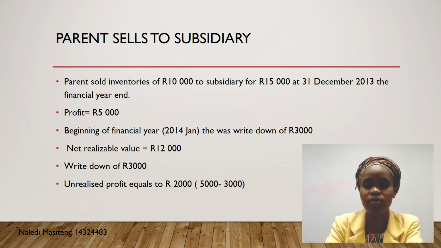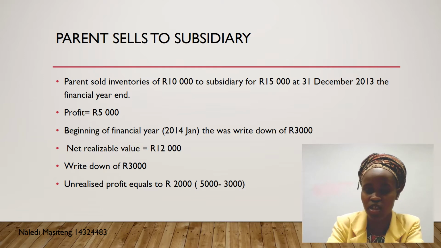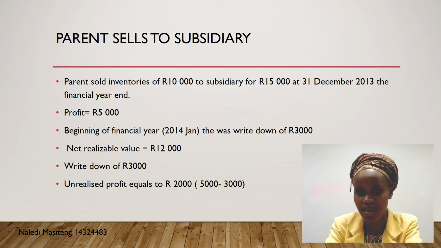When the parent sold inventories of 10,000 rand to the subsidiary for 15,000 rand at 31st December 2013, the financial year end, what's going to happen with the profits, which is 5,000 rand, we have to deduct it because it's not recognized. It's an unrealized profit. So we are going to deduct it from the profits of the parent, but we are going to add it back again in the beginning of the financial year on the retained earnings.